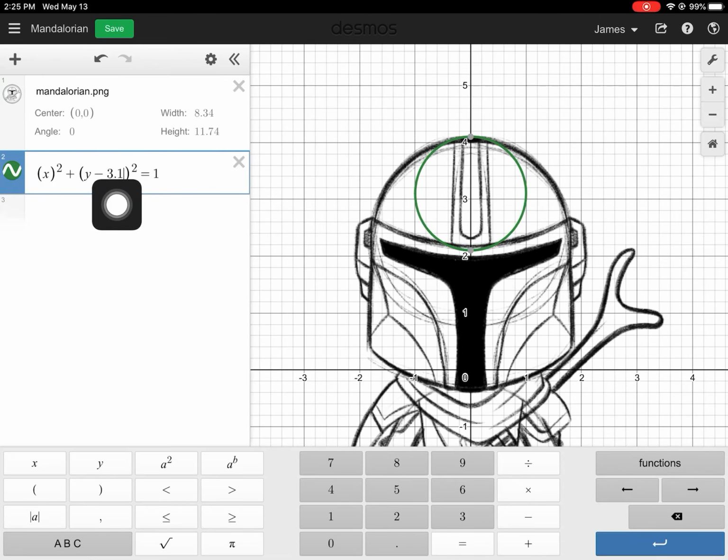We can move it left or right by doing the same thing here. Obviously a plus would go to the left, negative would go to the right, just like over here. Negative went up, plus would go down. Because in the parentheses, it does the opposite of what you think.